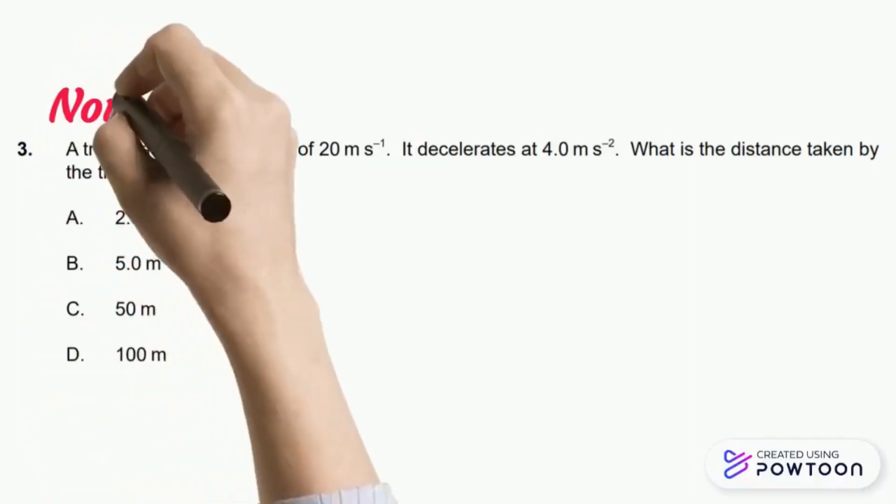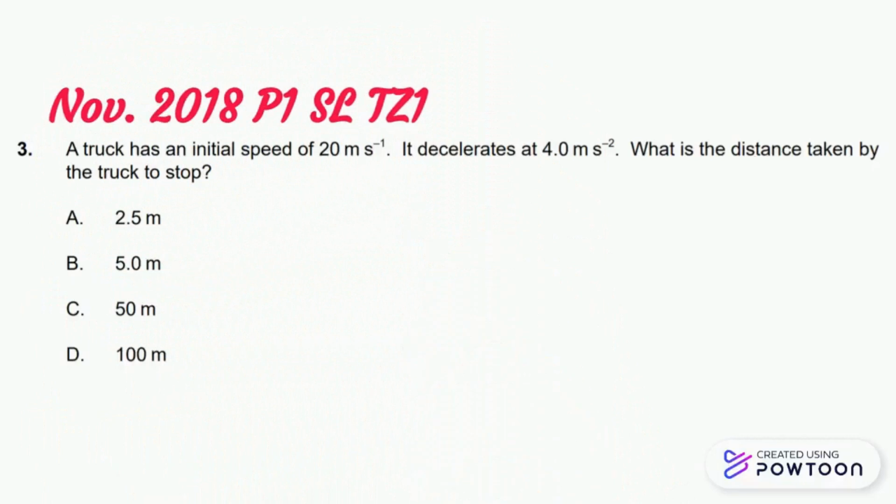Today we have the November 2018 paper 1, standard level, time zone 1. Question 3. A truck has an initial speed of 20 m s^-1. It decelerates at 4 m s^-2. What is the distance taken by the truck to stop?